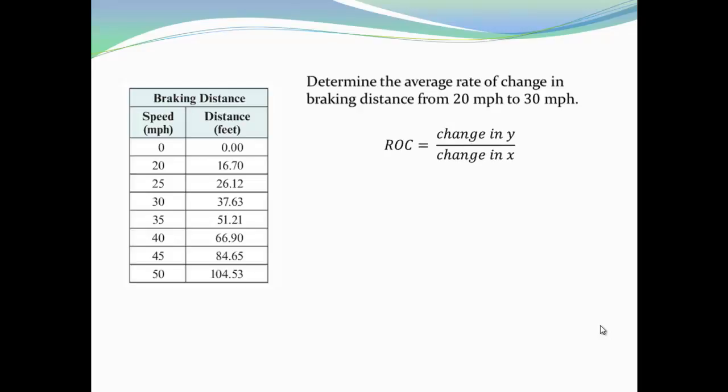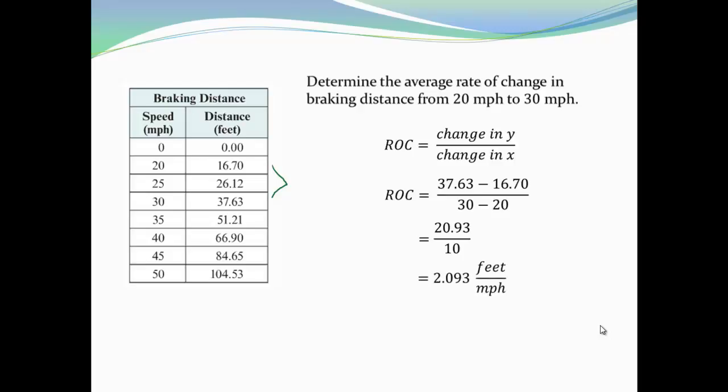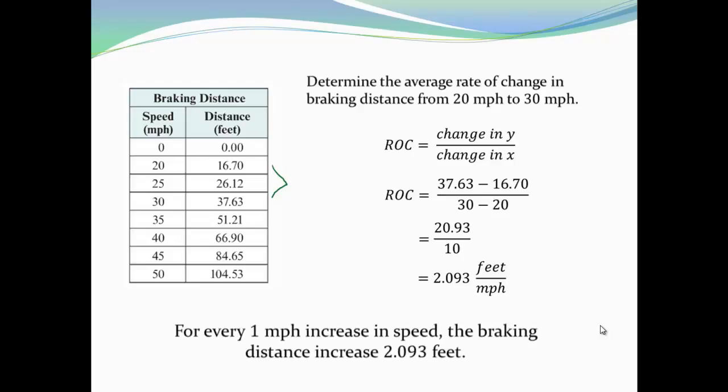So again, the average rate of change is the change in Y over the change in X. We'll look at these two. So we have 37.63 minus 16.7 over 30 minus 20. So our average rate of change is going to be 2.093 feet per mile per hour. This would mean that for every mile per hour increase in speed, the braking distance increases 2.093 feet.